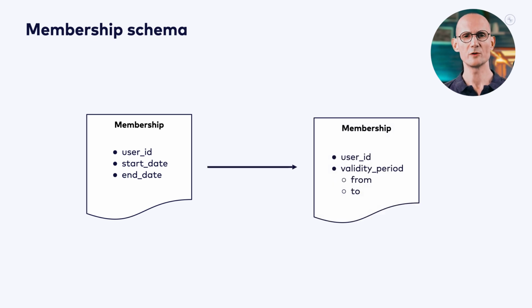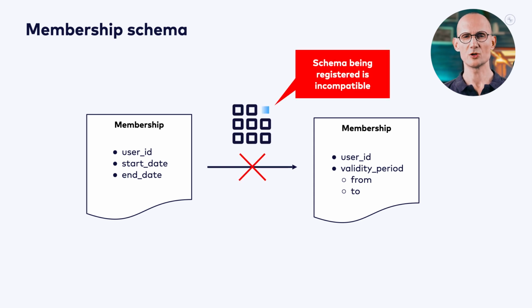Let's say you want to move the start date and end date fields under a property called validity period and rename them. Well, that change would not be allowed by the Schema Registry because it's a breaking change. Whatever the compatibility mode you've selected, you can't add and delete a required field.